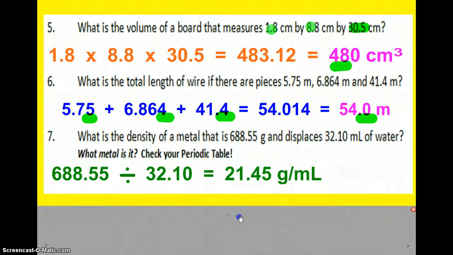Density of a metal for number 7. Well, to find the density, it's mass divided by volume, so the mass of the metal divided by the volume, and then using proper sig figs, 4 numbers in the volume measurement, I get 21.45 grams per milliliter, the density. And then I check my periodic table on the back of the one I gave you, and you can match that up to the metal platinum, pretty dense metal.